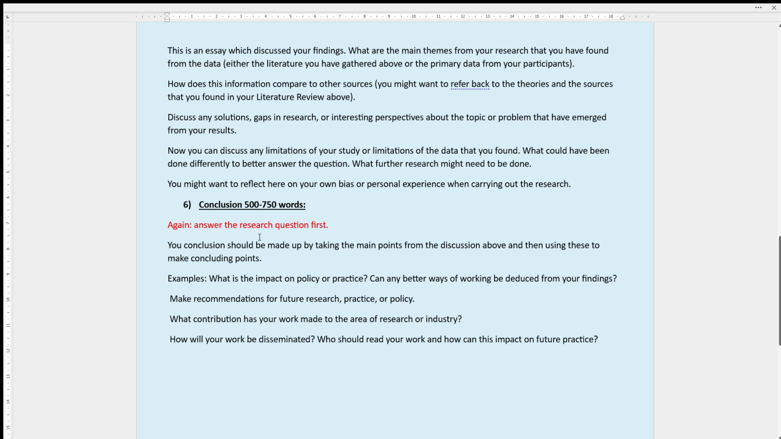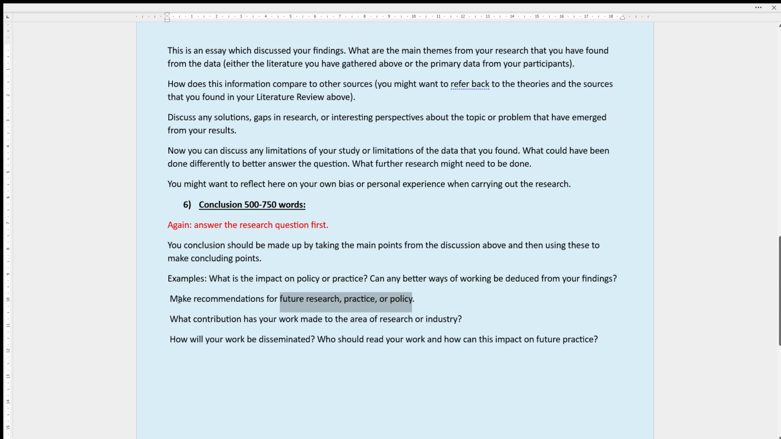And again, these things should be either answering the research question or highlighting gaps or issues within the data and the previous research. You might want to include what impact it has on policy and practice. What are the recommendations for that policy and practice? Can we find any better ways of working from your findings? Or does there need to be more research carried out, or new policies or new practice developed?